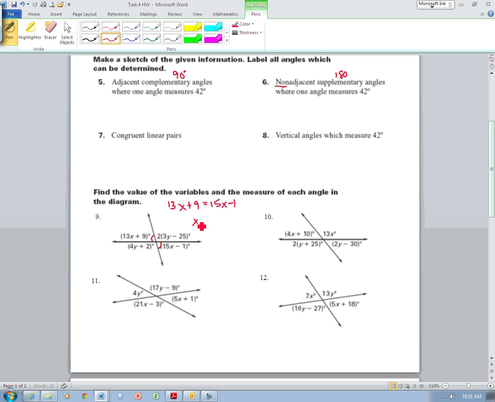Then you need to go through and solve for x and do the same thing with the y value, the y equation. So you know that these two opposite angles are also equal to each other. So do the same thing and solve for y.